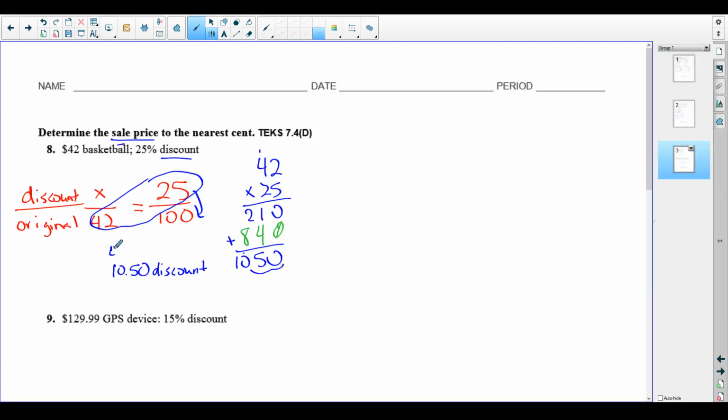And when we compare that to our original price, since it's on sale, which means the price is going down, instead of adding the answer, we're actually going to subtract it. So 42 minus 10.50, so we're going to borrow here. 10 minus 5 is 5. 1 minus 0 is 1. 4 minus 1 is 3. So we get $31.50 sale price. Okay.